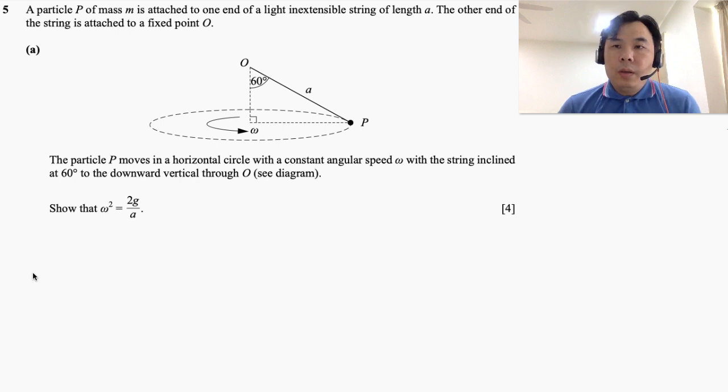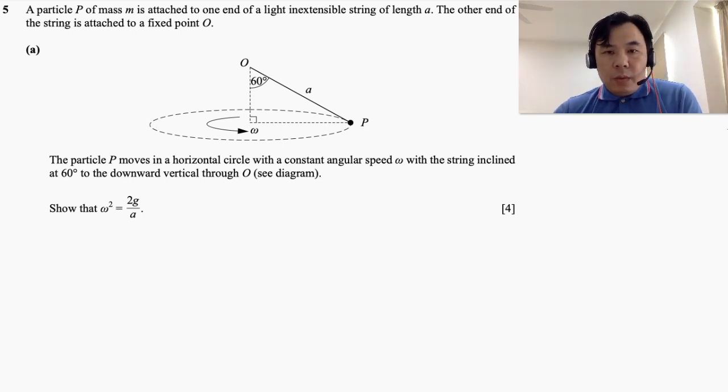All right, question 5. This is a horizontal circular motion question. You have a particle P of mass M attached to one end of a light inextensible string of length a. The other end of the string is attached to a fixed point O. You can see from the diagram that the particle P moves in a horizontal circle with a constant angular speed omega, with the string inclined at 60 degrees to the downward vertical through O. We need to show that the angular velocity squared is given as 2g over a.